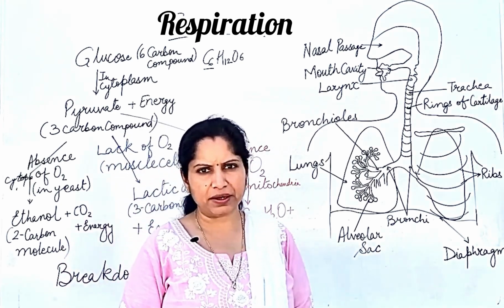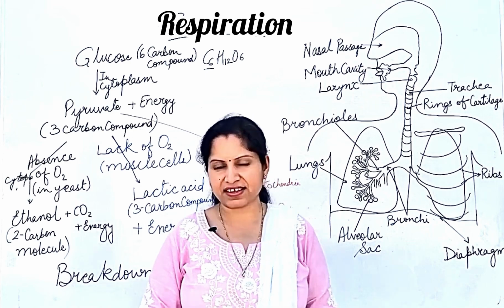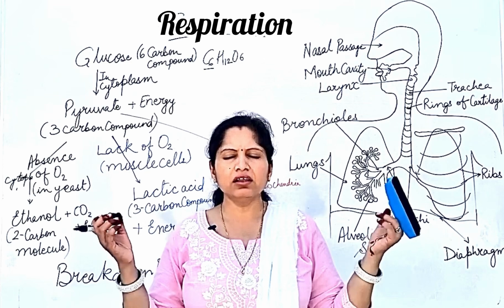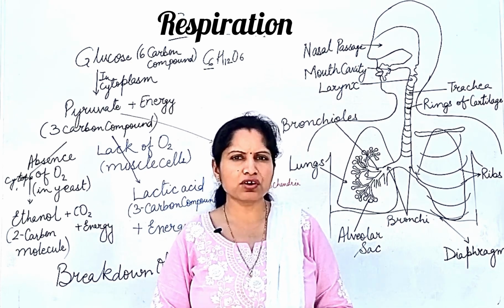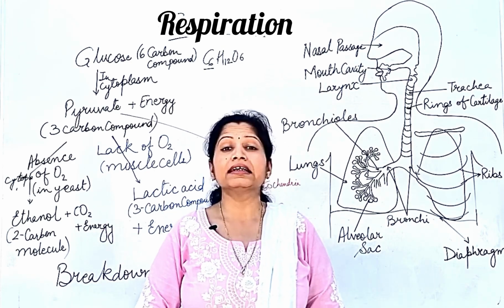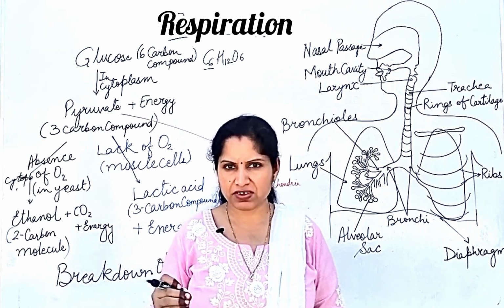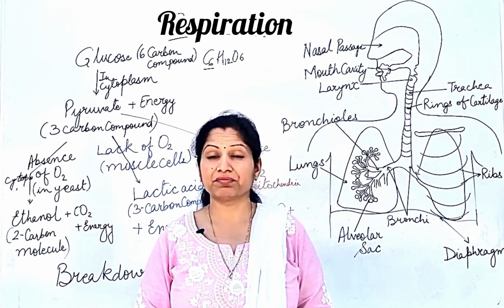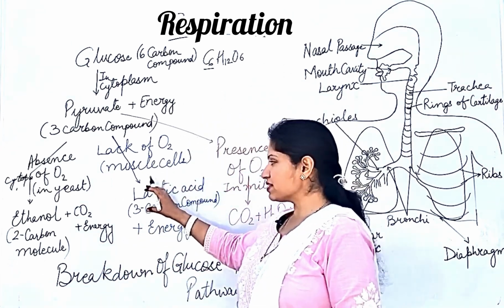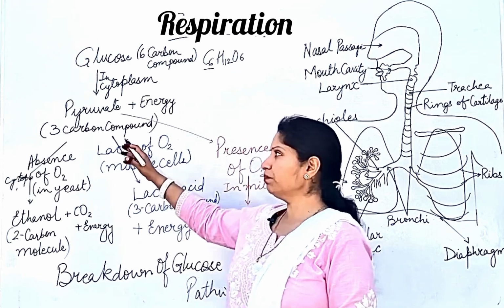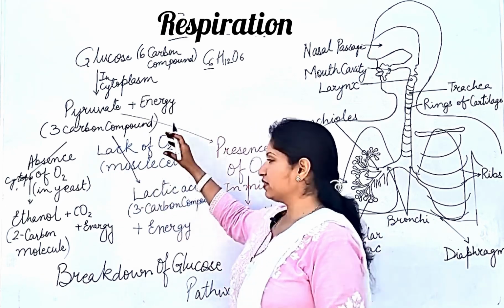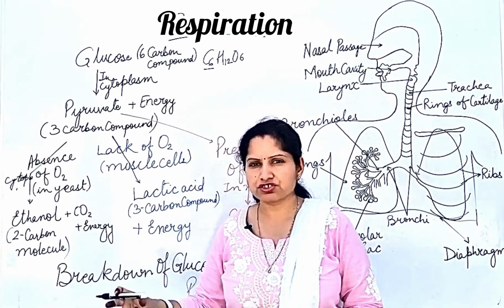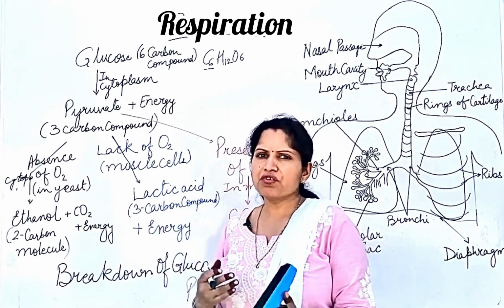A third situation could be there. Suppose you are doing very vigorous exercise. If you are running very fast, at that time, your muscles need a lot of oxygen. But if that much oxygen is not supplied to the muscles, then your muscles start performing respiration and releasing the energy in absence of oxygen only. And in that case, in the muscle cells, lactic acid is produced from pyruvate. So this pyruvate results in the formation of lactic acid in the muscles only when there is a lack of oxygen, especially when you are doing vigorous exercise.